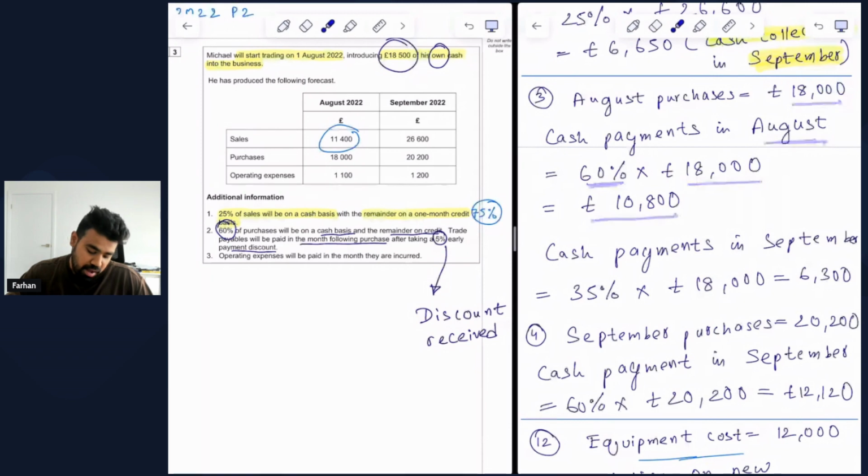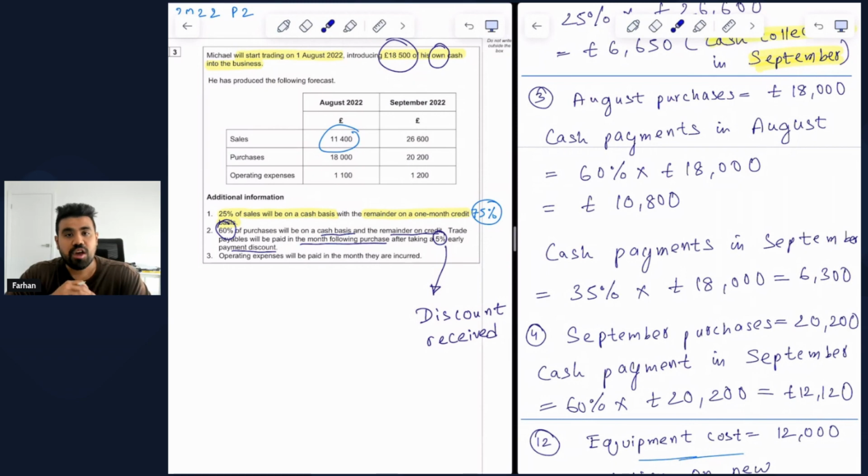Next, we understand that the remainder will be on credit and trade payables will be paid in the month following purchase after taking a 5% early payment discount. Now, whatever purchases we are making in August, we are paying 60% of them in August, and the remainder will be paid in the next month, which is September. So the remainder is 40%, but we are also eligible for a 5% discount, which makes it only 35%. So the discount that we're receiving as a business is what we call the discount received. And this is what we add as other income if you were to prepare an income statement.